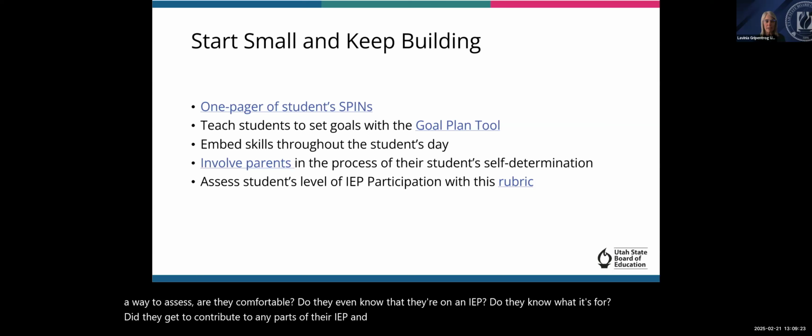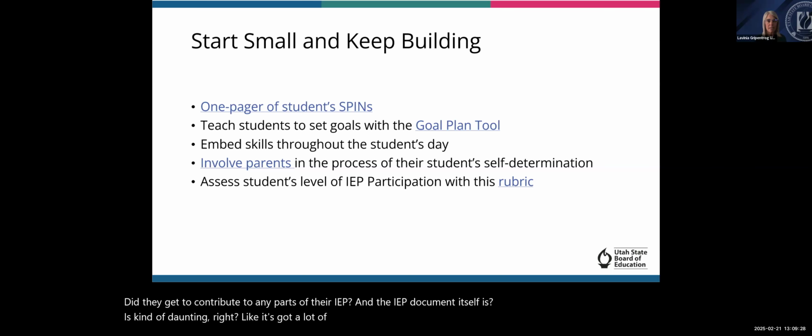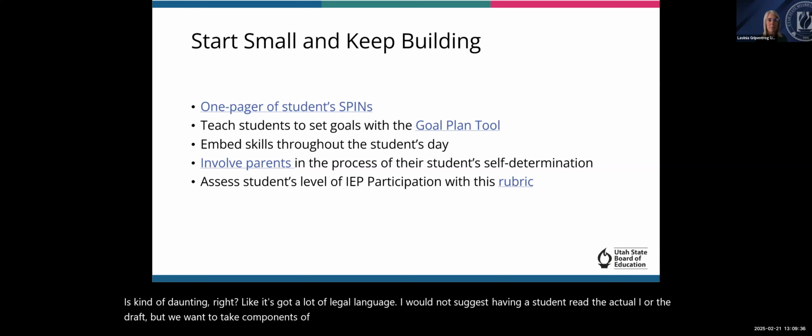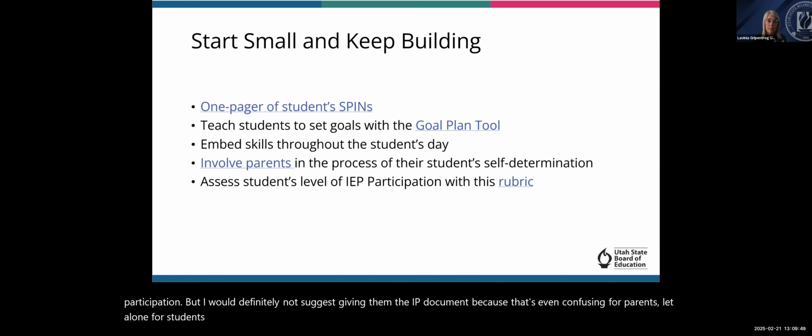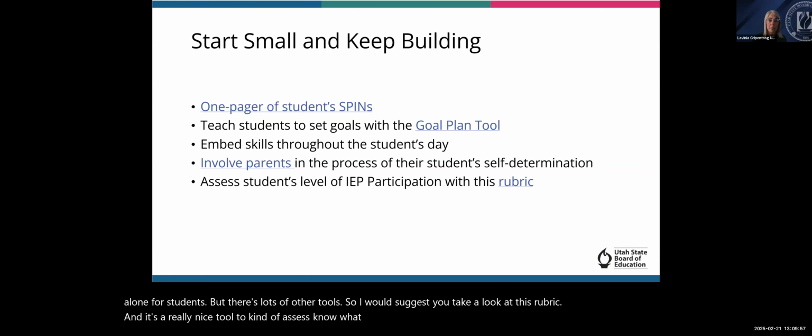And the IEP document itself is kind of daunting, right? Like it's got a lot of legal language. I would not suggest having a student read the actual IEP or the draft, but we want to take components of that and break that down and use different tools for the students to have active participation. But I would definitely not suggest giving them the IEP document because that's even confusing for parents, let alone for students. But there's lots of other tools. So I would suggest you take a look at this rubric. It's a really nice tool to assess what level they are participating at and where we should go next. Where are they now and what's next?